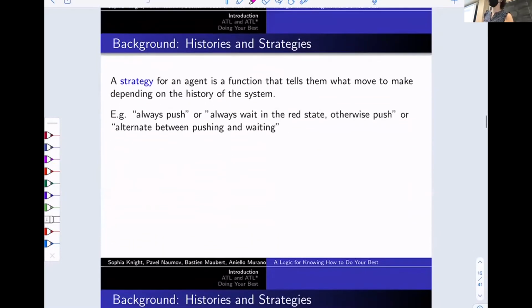Yeah, always push would be another strategy for an agent. Always wait in the red state, otherwise push, something like that. So when we talked about agent one can keep the system out of the red state, that was using a certain strategy, push in one state, wait in the other state.